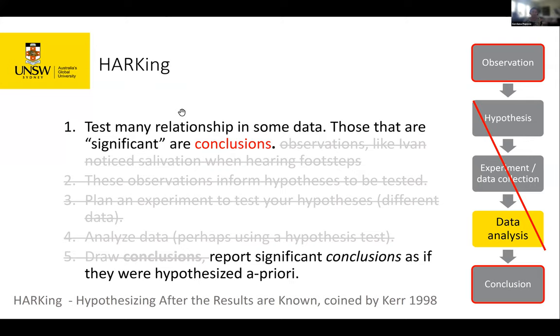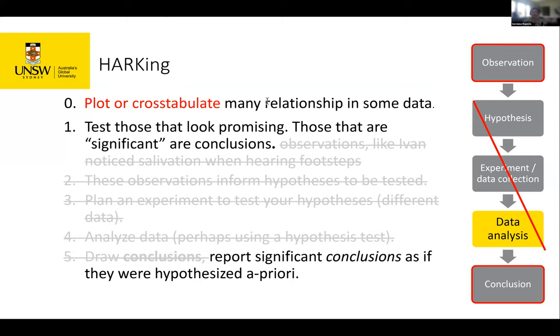So another way to do HARKing, you don't necessarily need to use statistical testing. Plotting is also a way to do HARKing. Instead of doing a bunch of tests on every possible combination, you plot a bunch of your data against one another, or maybe cross-tabulate, depending on what you want to do. Then you look at that data and find some of them look like they have a relationship, and you're like, well, this is the promising one. I will now test that hypothesis and then report that as if I had generated that hypothesis independently.